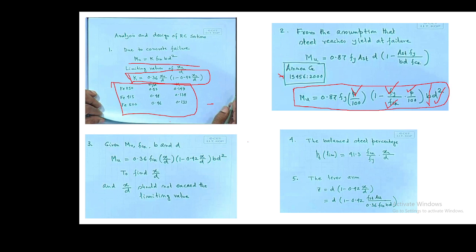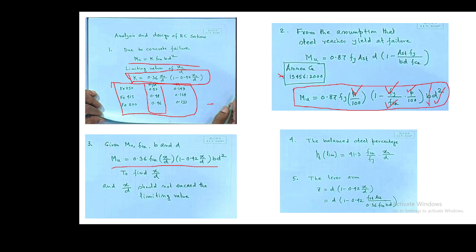Okay then. So given MU, FCK, B and D, for that also this equation we can use to find the XU by D. We already learned how to calculate XU by D here.